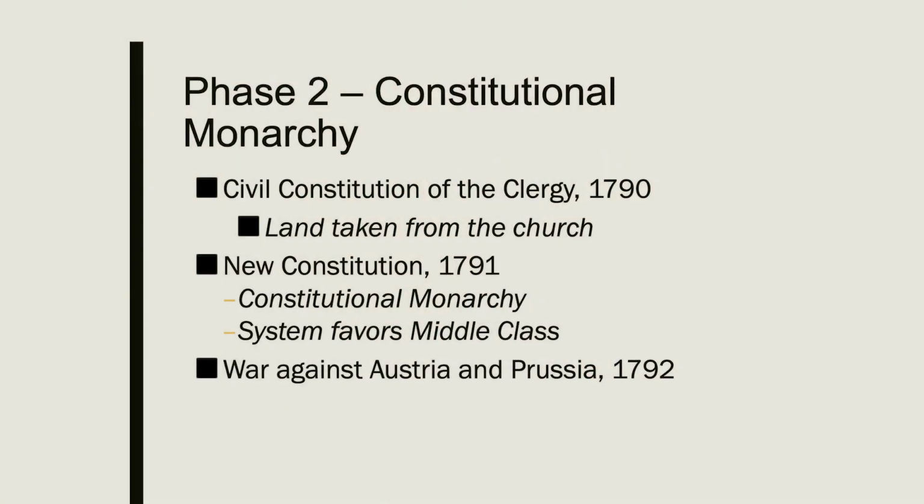So they do a few very important things I just want to emphasize quickly. First is one of the things that they do is they create the Civil Constitution of the Clergy in 1790. And what they did is they decided to take all the land away from the church, which was a major landowner, in order to try to pay some of the debts that France had.